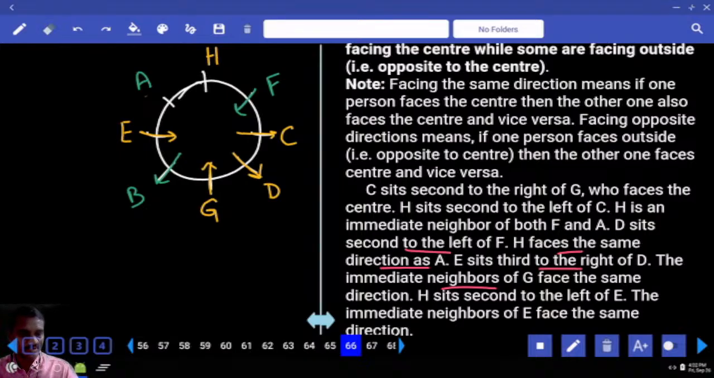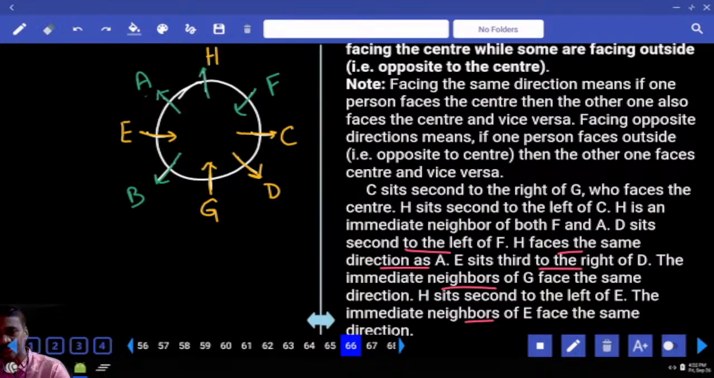Then the immediate neighbors of E face the same direction. E's neighbors are facing the same. A and B are facing the same. And A and H are facing the same direction. H is away from the center. Then now this is the final arrangement.